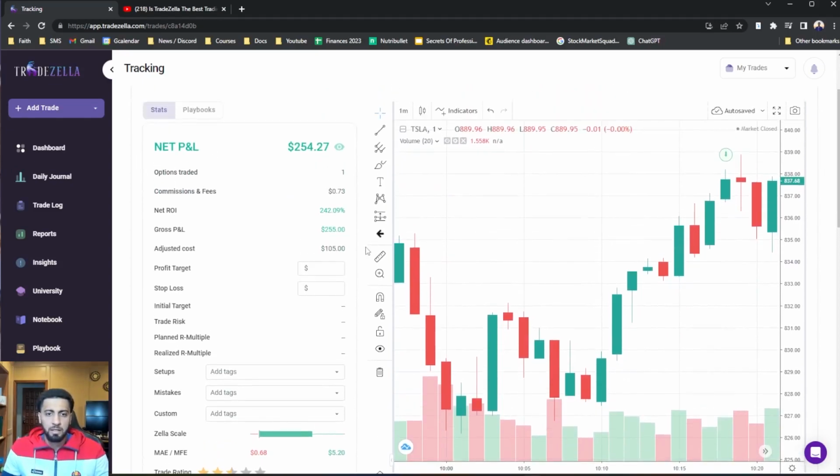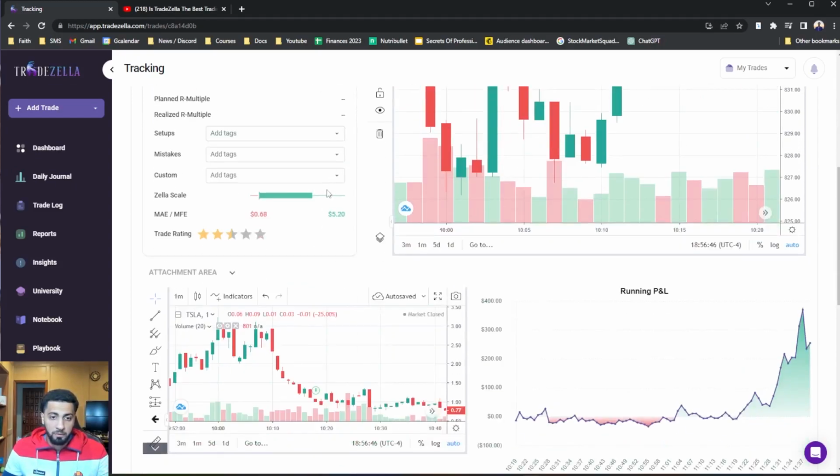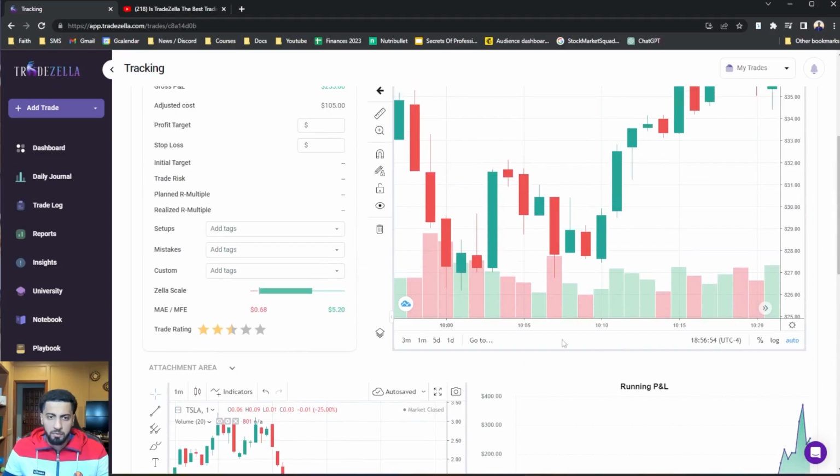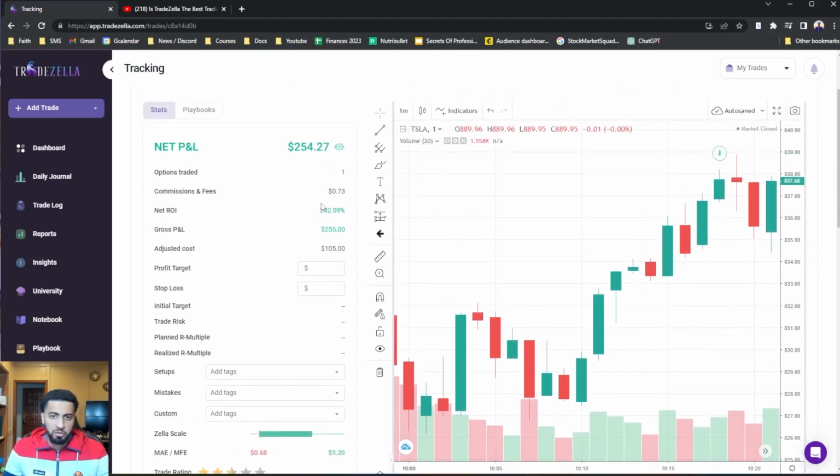And a lot of extra information that might help. For example, this says net ROI was 242%. Crazy return on this one. So commissions and fees, I bought it for about $100, sold it for $360, right? The P&L was $255. It tells you the percentage return. It tells you all the commission information, what was the volume. In this case, it was just one contract.